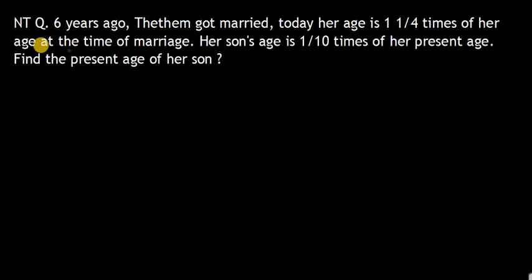One more question. 6 years ago Tatum got married. Today her age is 1 by 4 times of her age at the time of marriage. Her son's age is 1 by 10 times of her present age. Find the present age of her son.